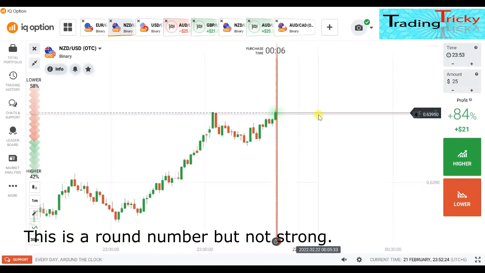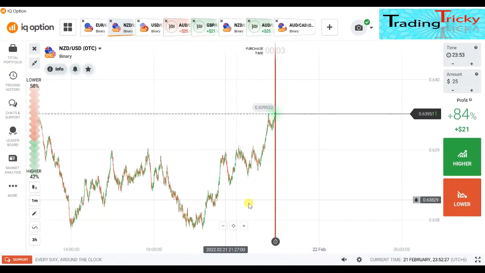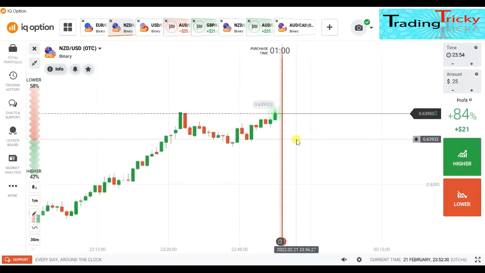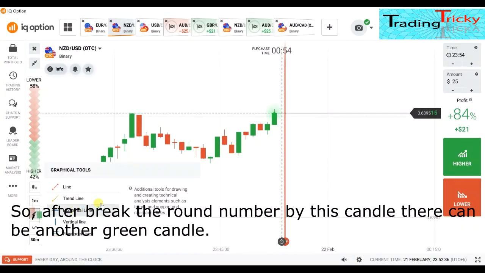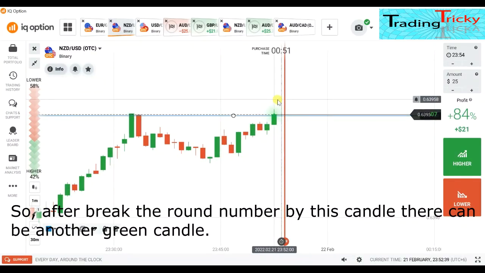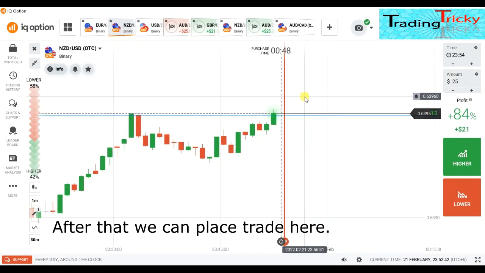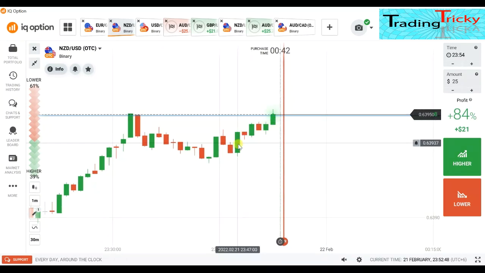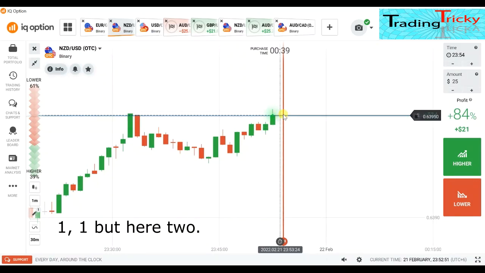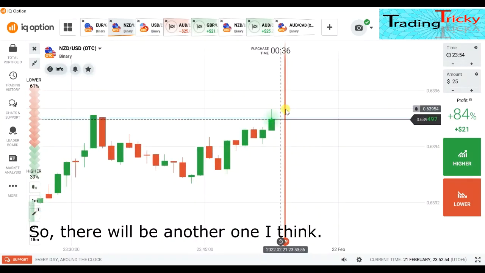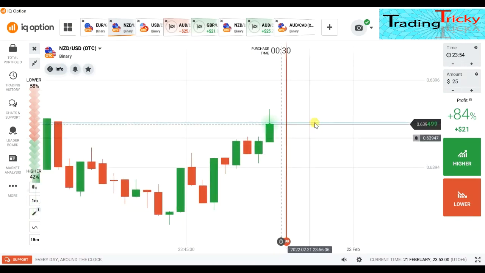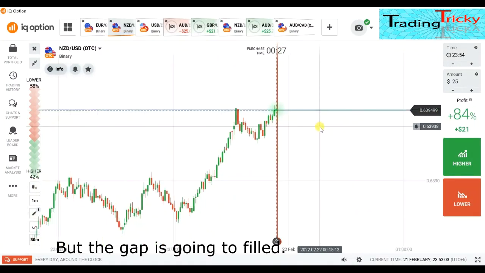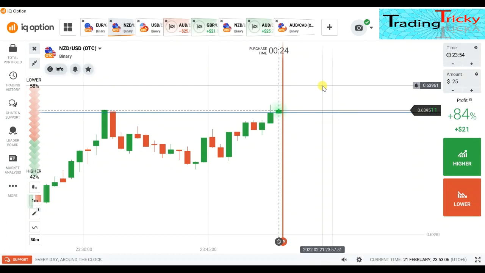This is a round number, not a strong round number, but if you check the market movement and condition, this round number will not be respected. So after this candle breaks the round number, there can be another green candle. After that you can place your trade here. So let me check. One, but two. So there will be another one, I think. Yes, but the gap is going to fill. I think we should go with buyers.